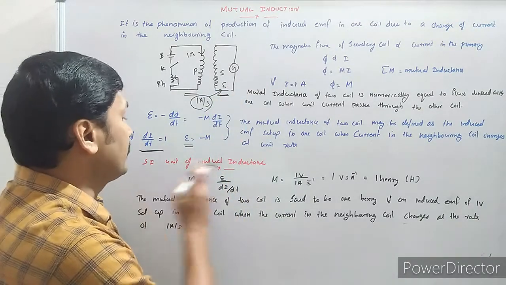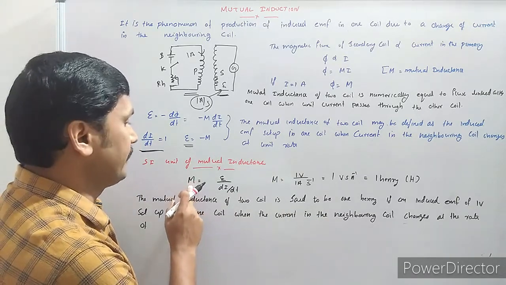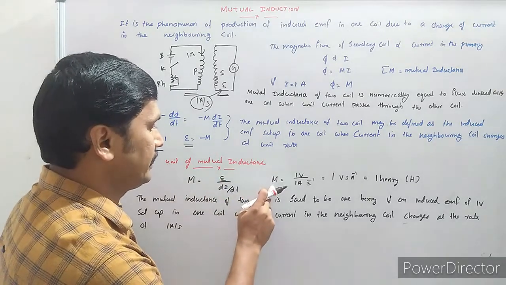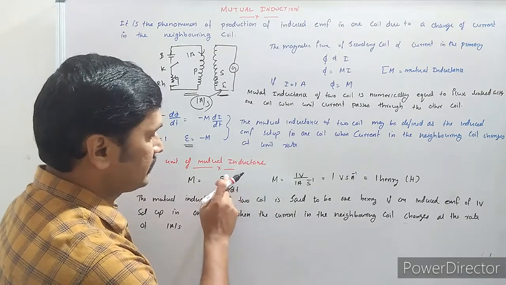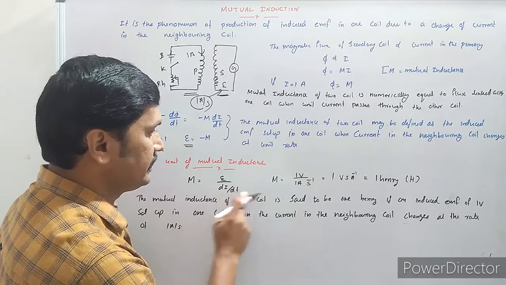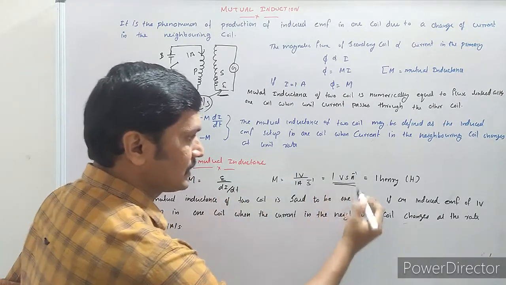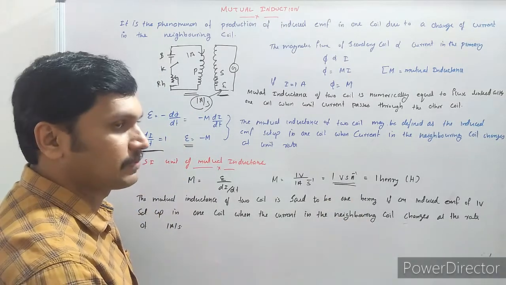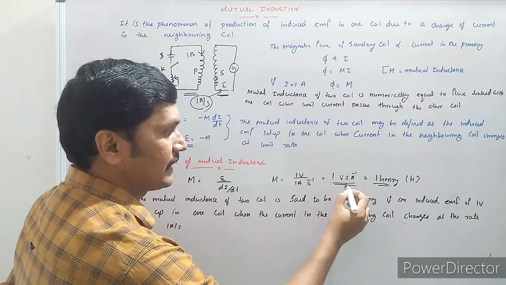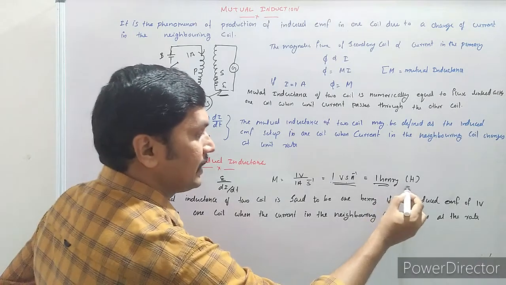Now let's see what is the SI unit of mutual inductance. The mutual inductance we write as M is equal to E by dI by dt. So the SI unit of mutual inductance is equal to the SI unit of EMF divided by the SI unit of dI by dt: 1 ampere per second, 1 volt. So we can rewrite it this way: 1 volt second ampere raised to minus 1. And it is numerically equal to 1 Henry. 1 volt second ampere raised to minus 1 is known as 1 Henry and it is denoted by the symbol capital H.